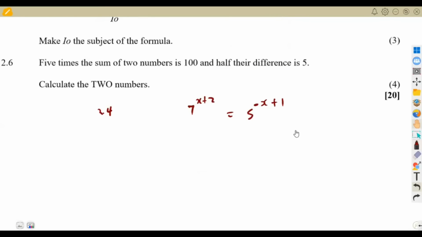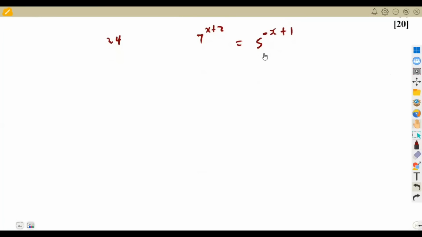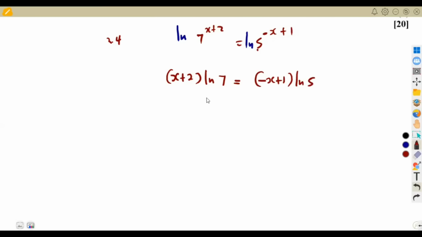It's easier if I am working with whole numbers like this than working with fractions. It's easier to make mistakes there. But if working with whole numbers, it's going to be easier for us. So just introduce the logarithms on both sides. That means we are going to drop the exponent, which we multiply with the logarithm of 7 in this case. So we're going to have (x plus 2) times ln 7 is equal to, we do the same thing, we drop the exponent, which is negative x plus 1, whatever you have, and multiply it by the logarithm of 5, which is the ln of 5.